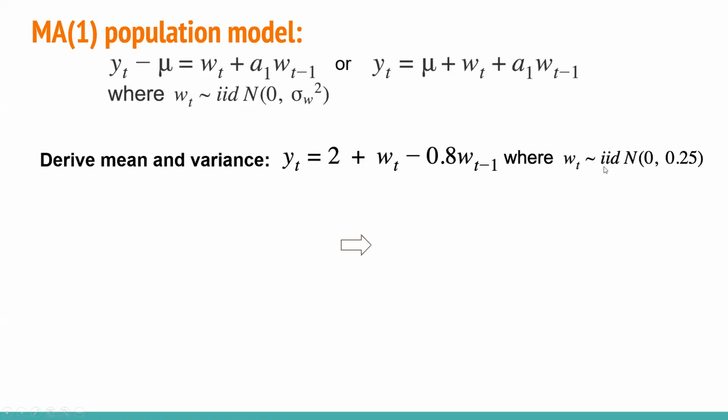Where the WT, which is the white noise, follows a normal distribution with mean 0. For this model, you are given that it is 0.25. How do we derive the mean of YT?